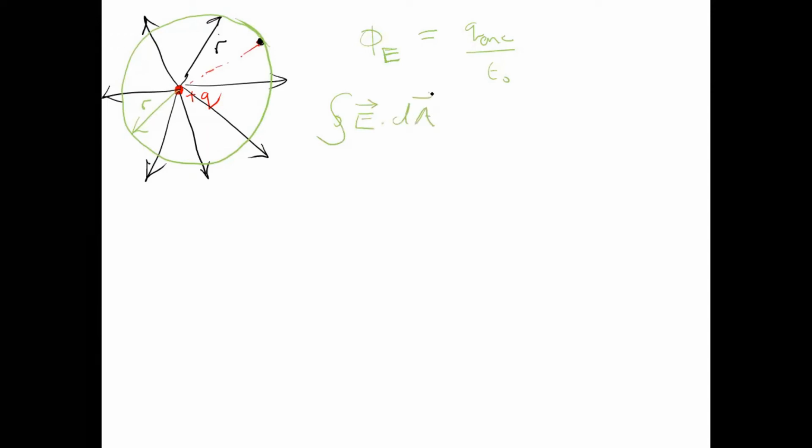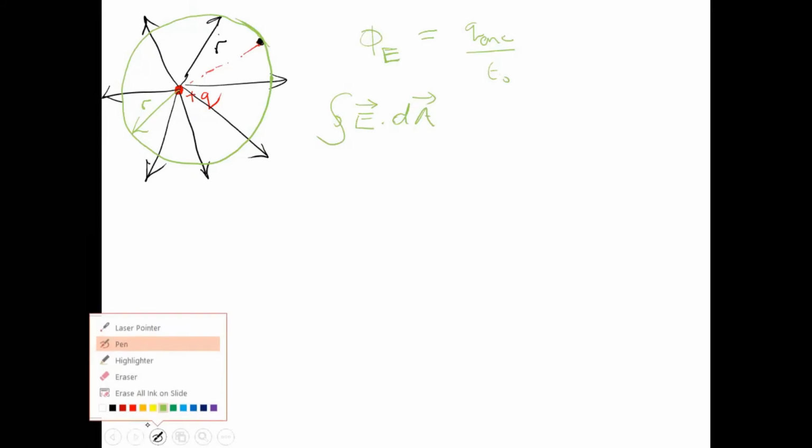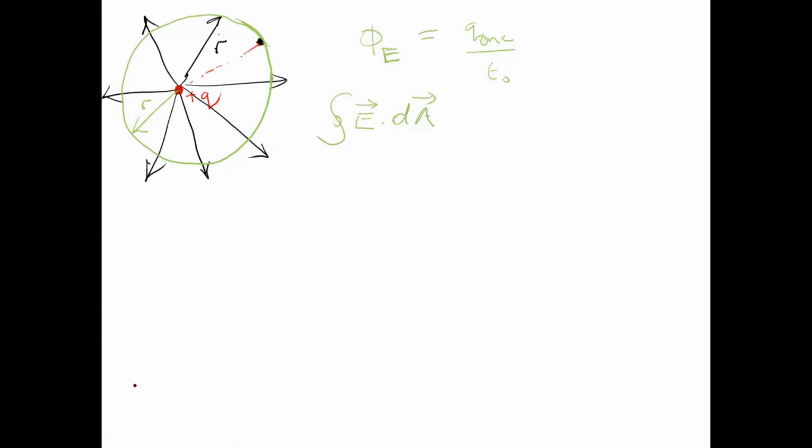You must understand what dA means. dA in this case is a small area, a small area where the electric field lines are passing. So this is a dot product. What it means is that it is the magnitude of the electric field times this dA, and then times the cosine of the angle between the two. Times the cosine.